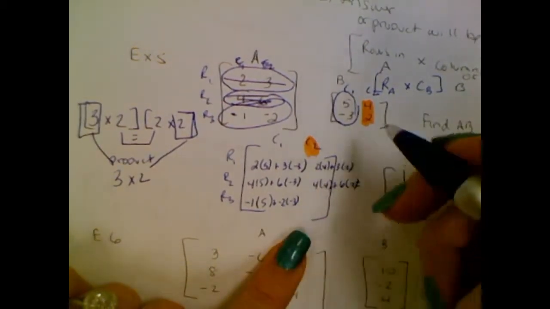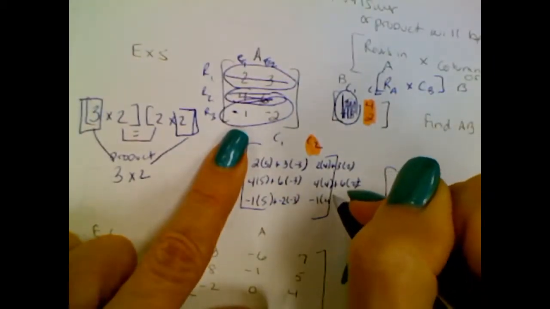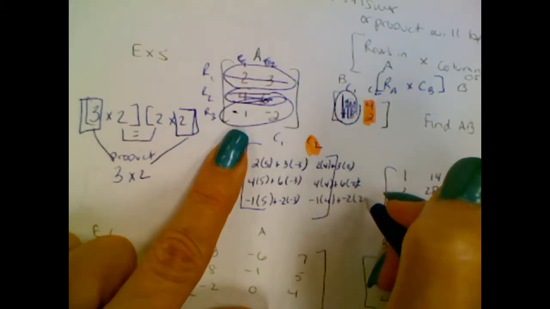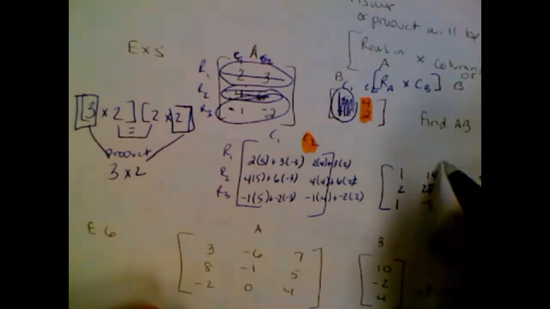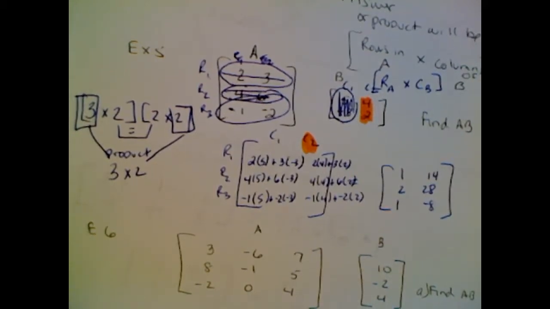And then the last one, I'm done with column 1 now, is negative 1 times 4 plus negative 2 times 2, for a total of negative 8. A little bit harder than adding, right?